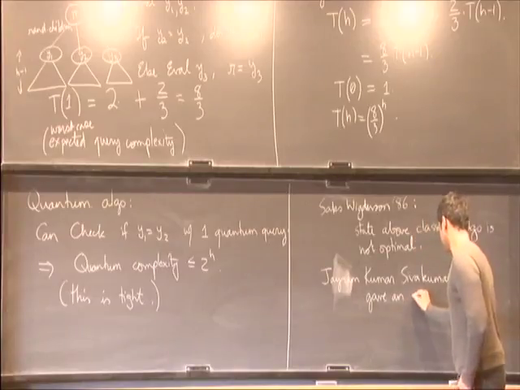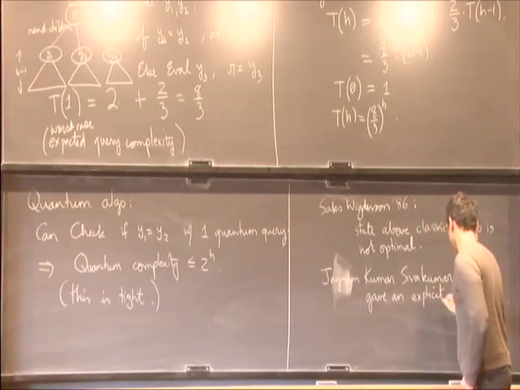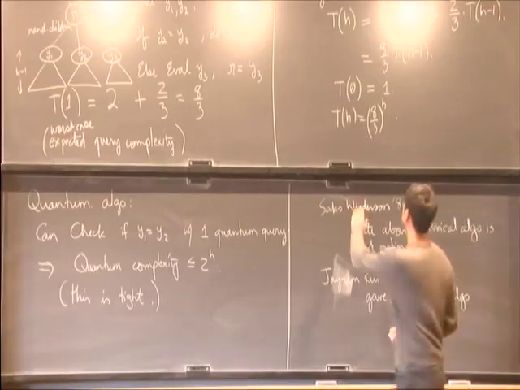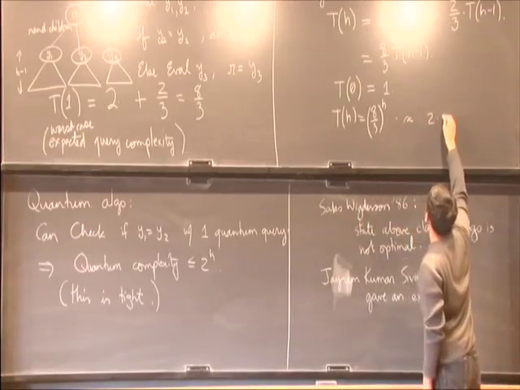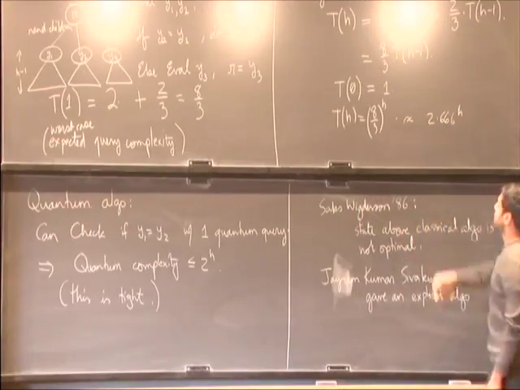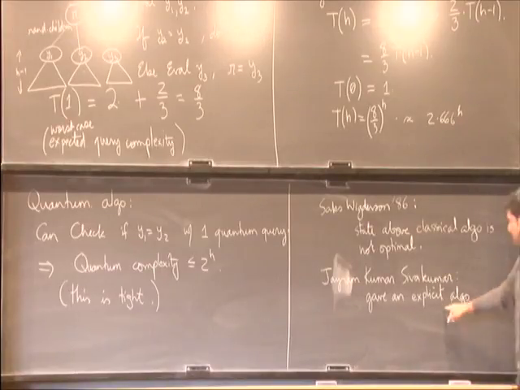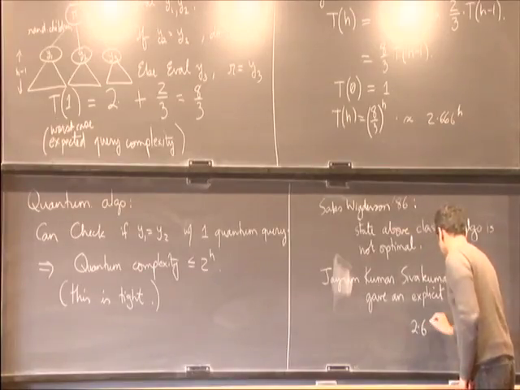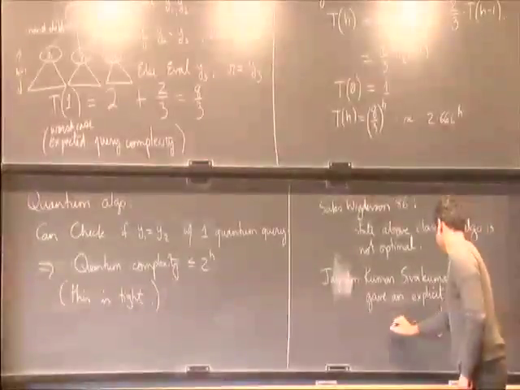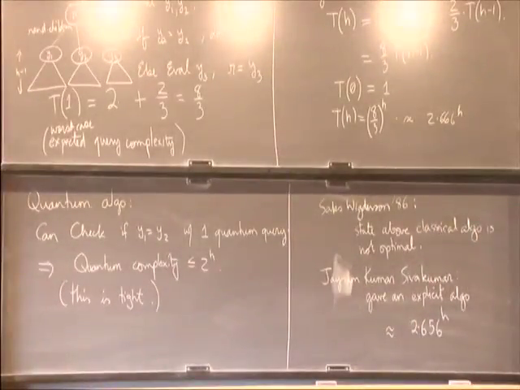So they gave an explicit algorithm which achieved complexity that was slightly smaller than this. So this is something like 2.666 to the h. The explicit algorithm that they gave came to 2.656 to the h. Okay, so this particular number is not really illuminating. What is more illuminating is the algorithm that they give, and I'll get into that in a bit.